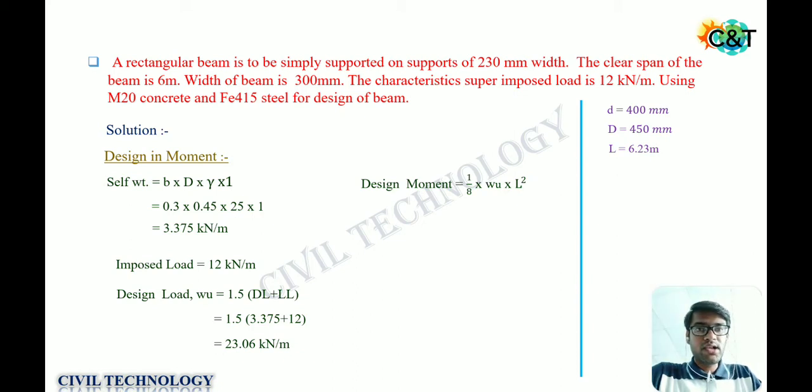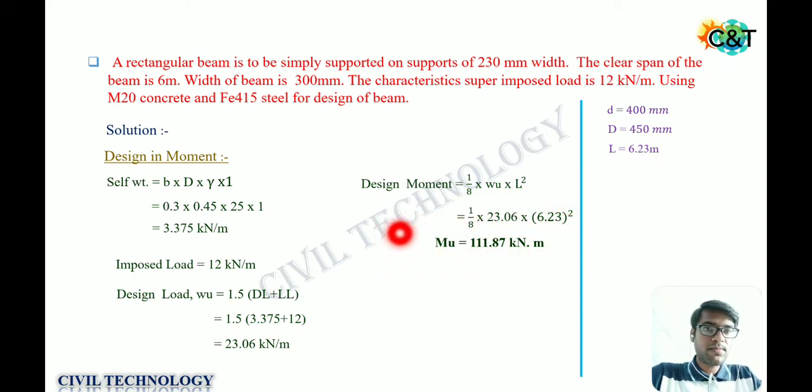So all the values we already calculated. Based upon that, 1 by 8 multiplied by W, 23.06, multiplied by 6.23 squared, that is our effective span. So the design moment comes to 111.87 kilonewton meter. Whatever reinforcement we have to calculate is based upon this value of the moment.